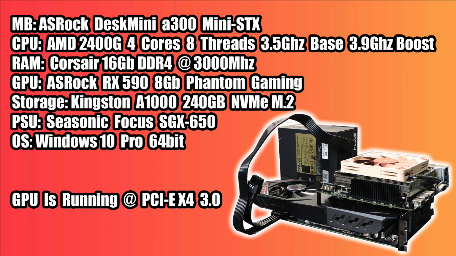16GB of Corsair Vengeance DDR4, clocked at 3000 MHz. The GPU is an ASRock RX 590 8GB Phantom Gaming version. Initially, I was going to go with an NVIDIA GT 1030 or the 1050. Unfortunately, both of those cards would not post. They just wouldn't work with this M.2 adapter in this board. It's beyond me why it wouldn't work, because in the past, I've been able to get both of those same exact cards to work with the same adapter on a different system, like an Intel NUC or the Latte Panda.